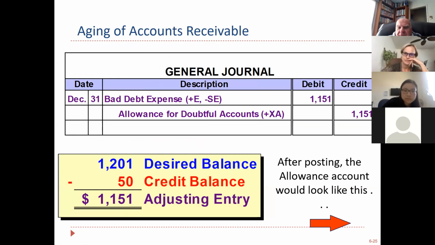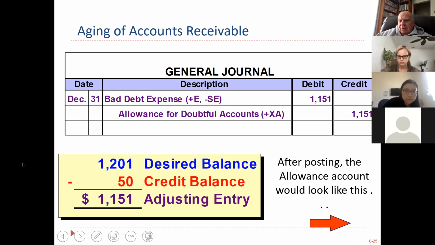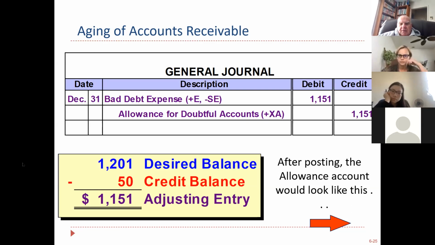This is the little bit of the confusing part. Does this help, Kate? Understanding sales method, you're computing the bad debt expense. Receivables or aging method, you are computing the desired or ending balance in the allowance account, okay? Should I go on, Kelly? Yes.